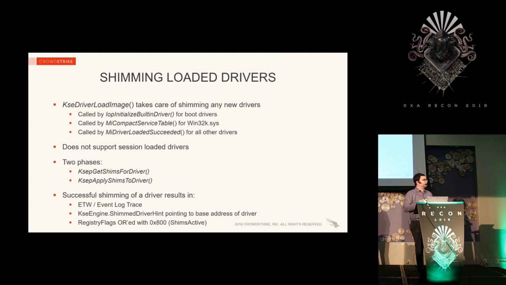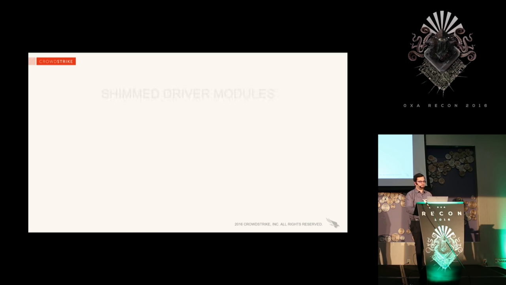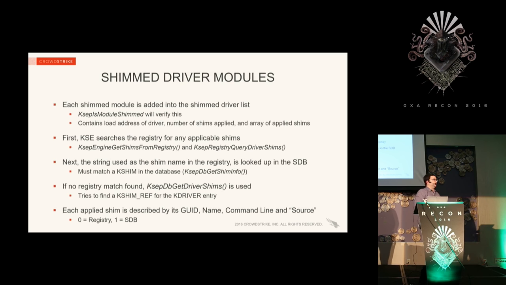There's a variable in the kernel that basically points to the last driver that got shimmed, and you get some flags as well that tell you a shim is active. So when we look at introspection later with some kernel debugging scripts, we're going to see side effects of that being enabled. Whenever a module is now being shimmed, it gets added to the shimmed driver list, and there's a function called KsepIsModuleShimmed. This records the load address of every driver that's been shimmed, the number of shims that have been applied to this driver, and an array of all the shims that have been applied.